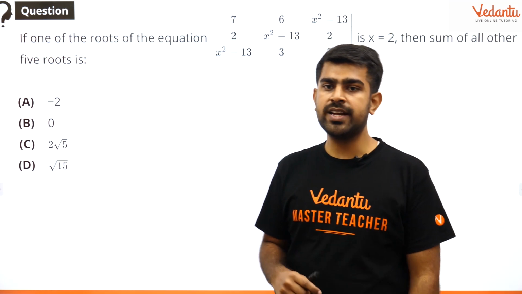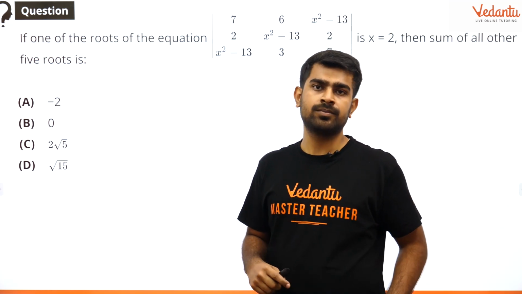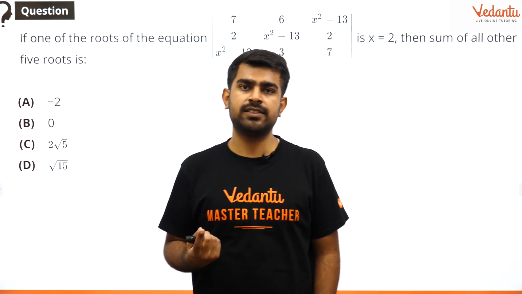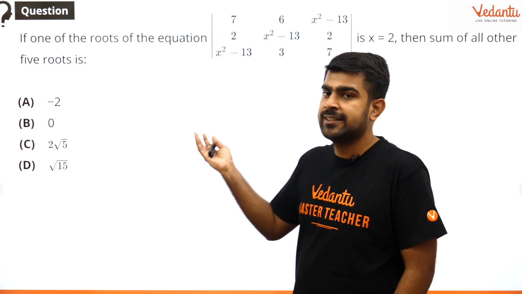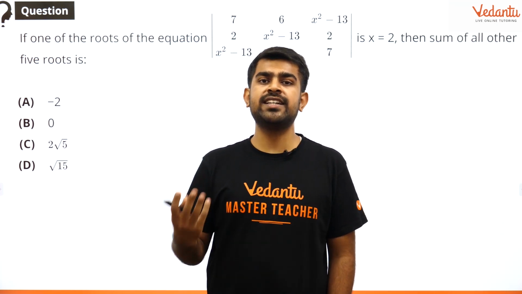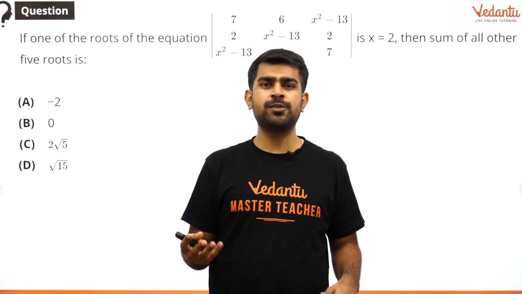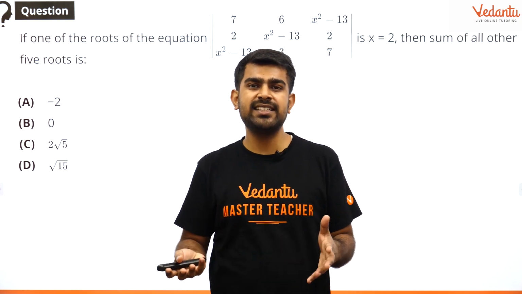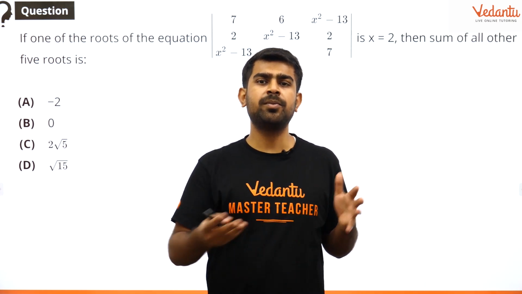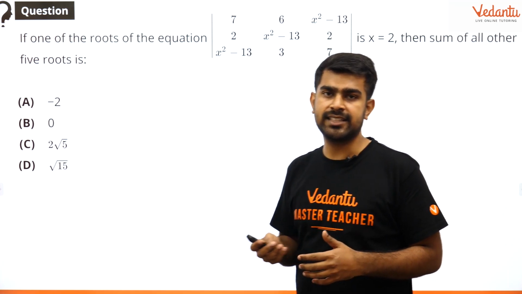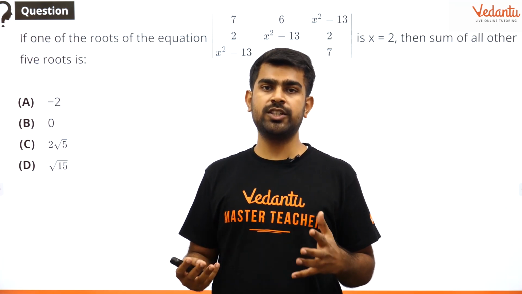Now, if you want to try it out, please pause it. So the approach for this normally would be to expand it and then figure out the coefficient of x power 5, and then you can get the sum of the roots. Then from the sum of the roots you can subtract 2, you will get the answer. So that is how you do it normally.